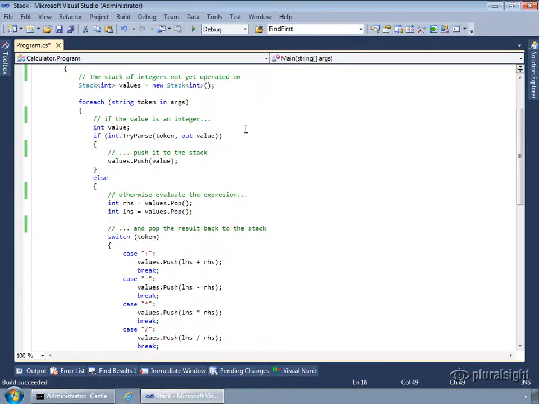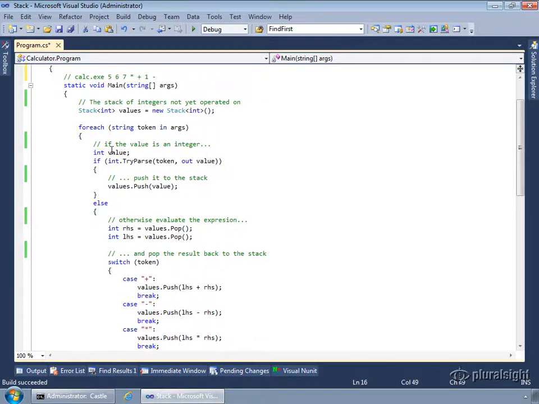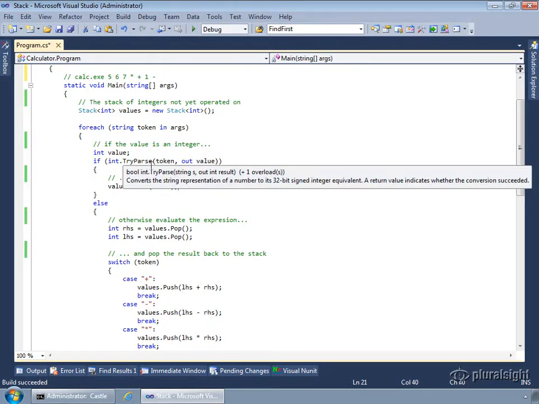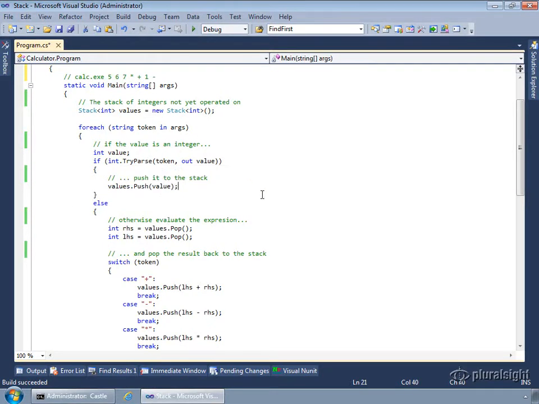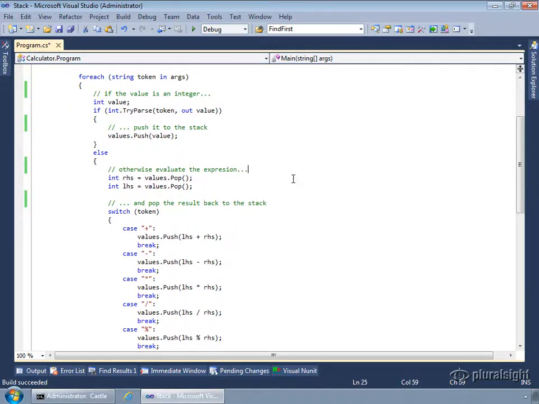The very first token is the integer 5. So when we do a try parse, that succeeds. So we push that value onto the stack. And we'll continue that for the 6 and for the 7. But eventually we'll get to the star, or the multiplication operator. And the try parse will fail. That's going to drop us into the operation evaluation portion of the loop.